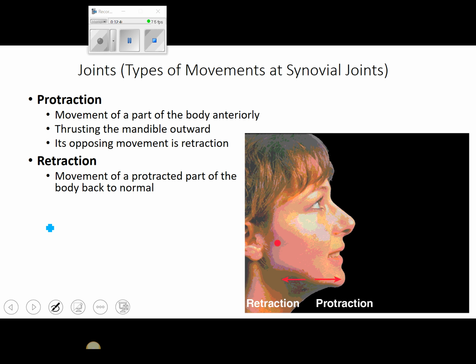Protraction and retraction. Protraction refers to moving forward, so the movement of a body part anteriorly. Again, she's taking her mandible bone, or her chin, and moving it forward. Its opposing movement is retraction. So you take your mandible bone and you move it back to its normal position.